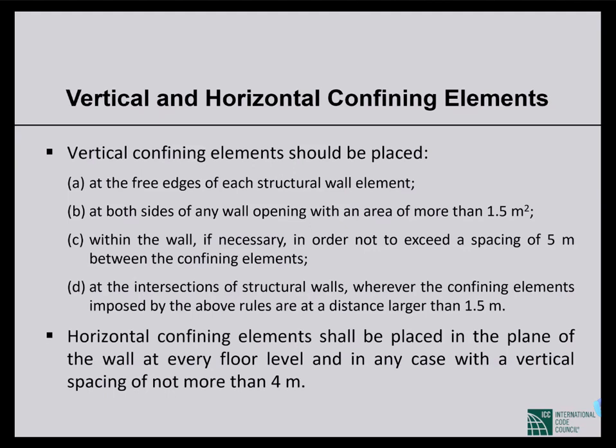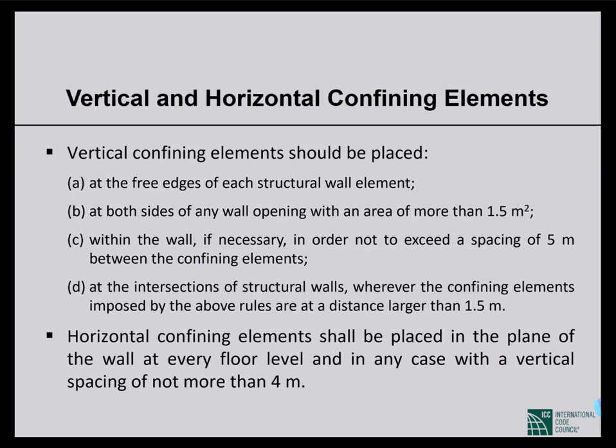So, right, if the cross wall is at a distance more than 1.5 meters from another confining element, in that case, in the intersection, we have to have a vertical confining element. If the spacing of the cross wall is less than 1.5 meters from another confining element, then we don't need a confining element at that intersection. Okay. So these are the requirements for vertical elements.